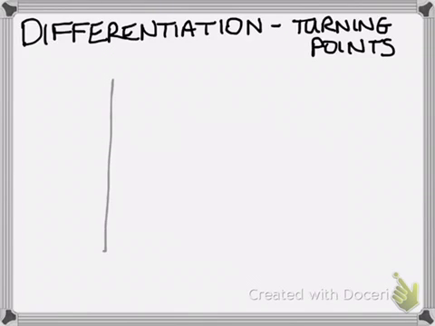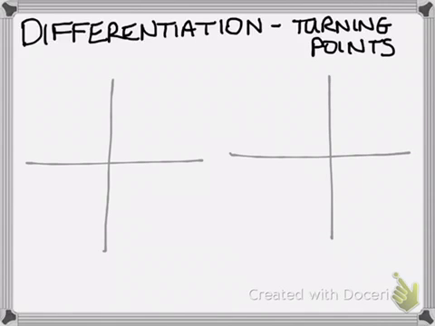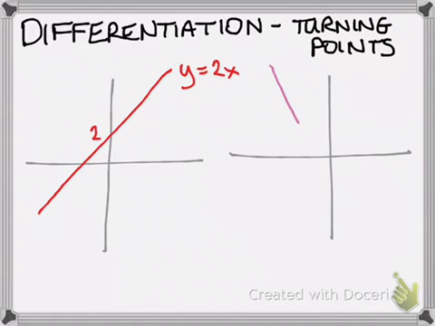So, I'm going to compare two curves here. Okay, we've got a straight line, cuts through at 2. So that's y equals 2x, which is a straight line. And then I'll do a quadratic, just a simple quadratic, cuts through at 0, and that's y is equal to x squared.